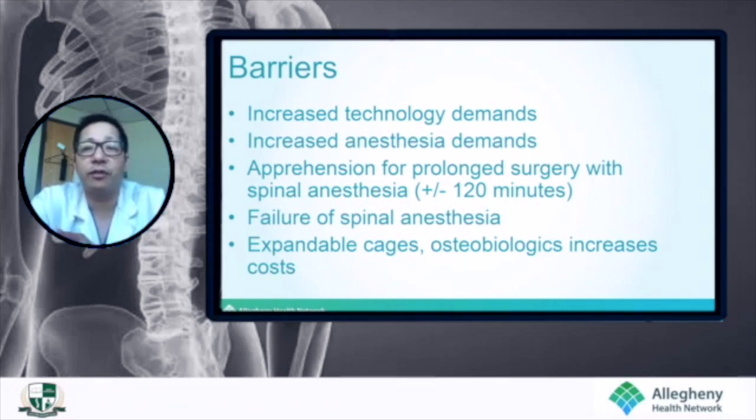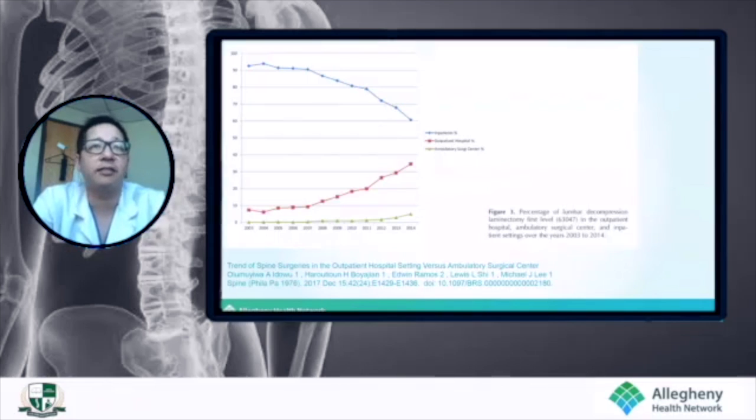Other barriers, there's increased costs. Expandable cages are more expensive. Oftentimes we use those for indirect decompression. More minimally invasive procedures oftentimes require more expensive osteobiologics, and that increases the cost. That decreases the ability for the ASC to be able to sustain itself.